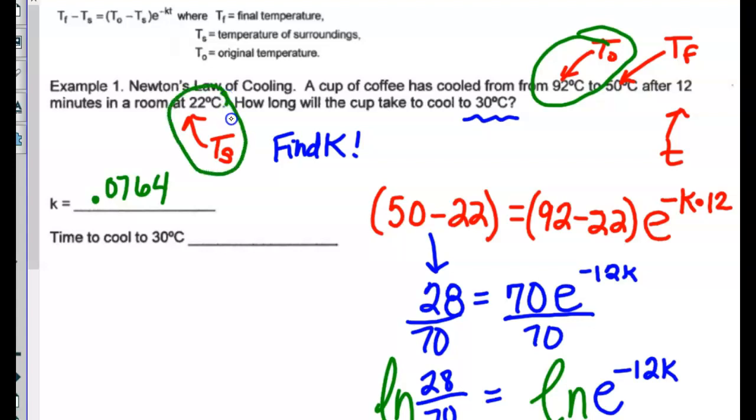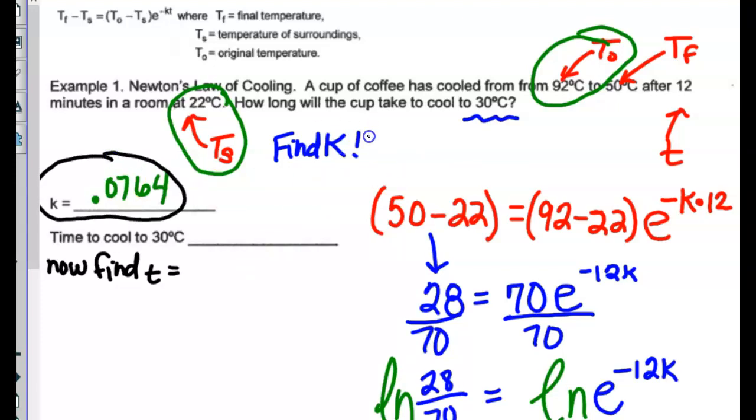What are we trying to find this time? Now we're finding little t, right? Using k equals here. And our new final temperature is going to be this one. So we're not using this time anymore, and we're not using this final temperature. All right, so the formula, anybody tell me what's going to plug in here?